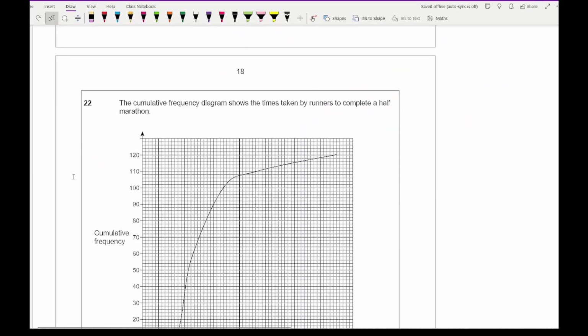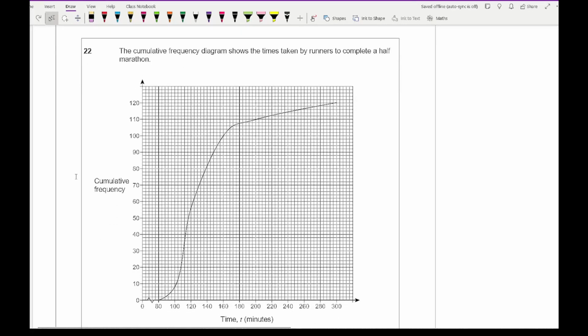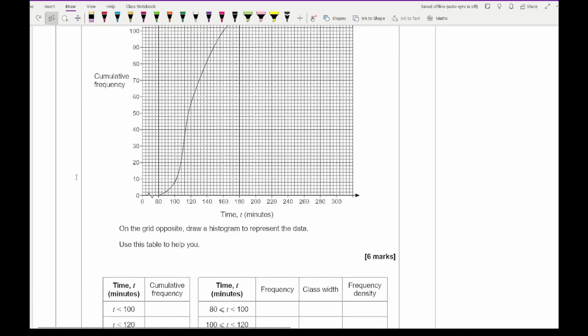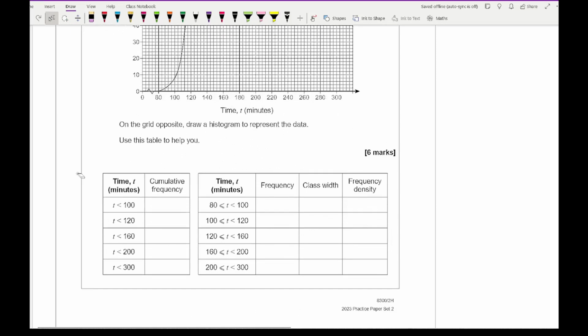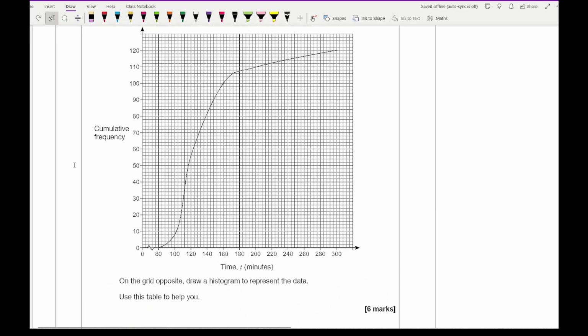So moving on to our last question, it says the cumulative frequency diagram shows the times taken by runners to complete a half marathon. On the grid opposite, draw a histogram to represent the data. Use this table to help you. So first things first, using the cumulative frequency diagram, we need to find the cumulative frequency values. So I read off along the horizontal axis 100, 120, 160, 200, 300 to see what the cumulative frequency values at those points are.